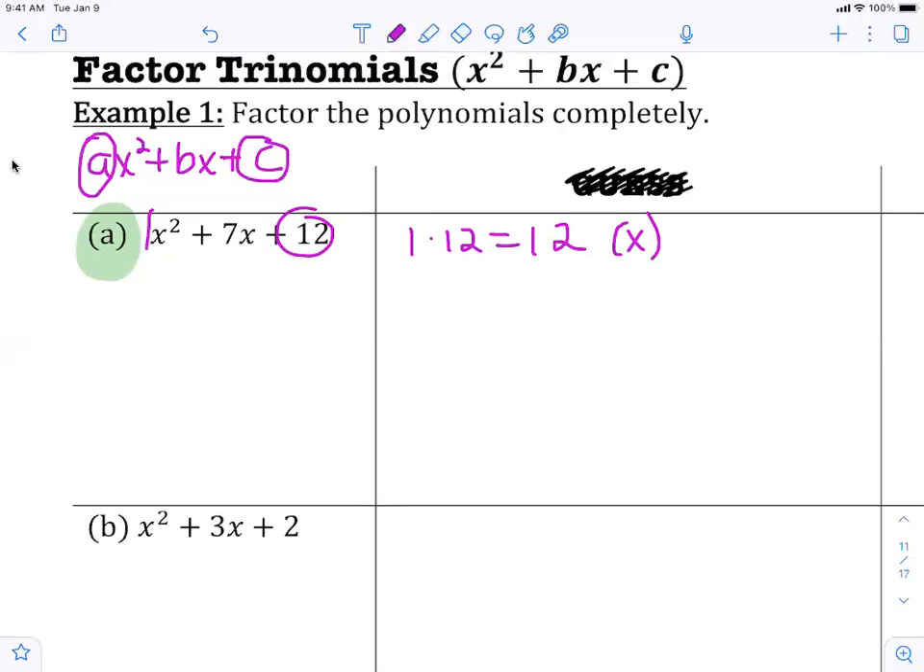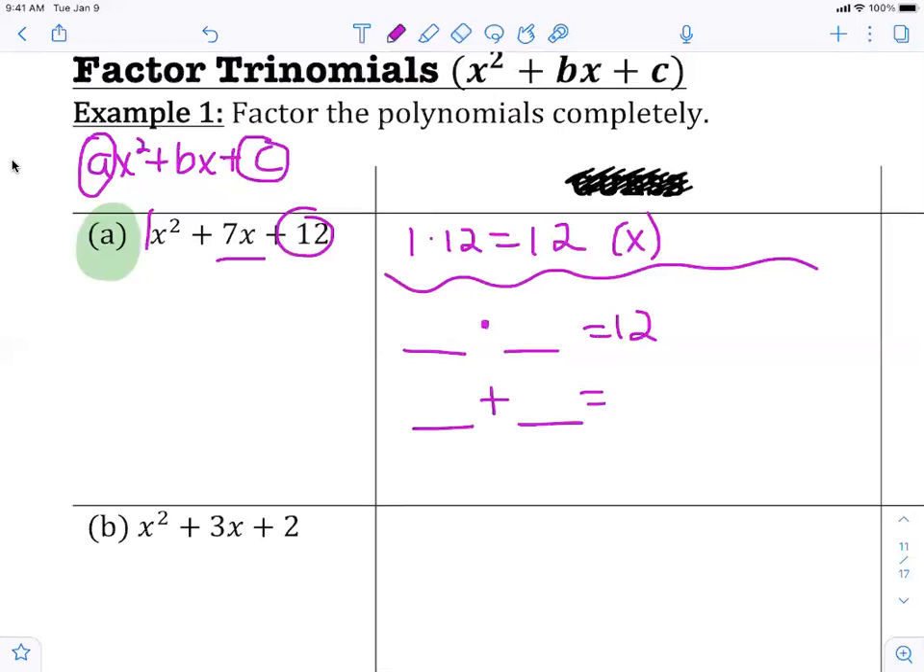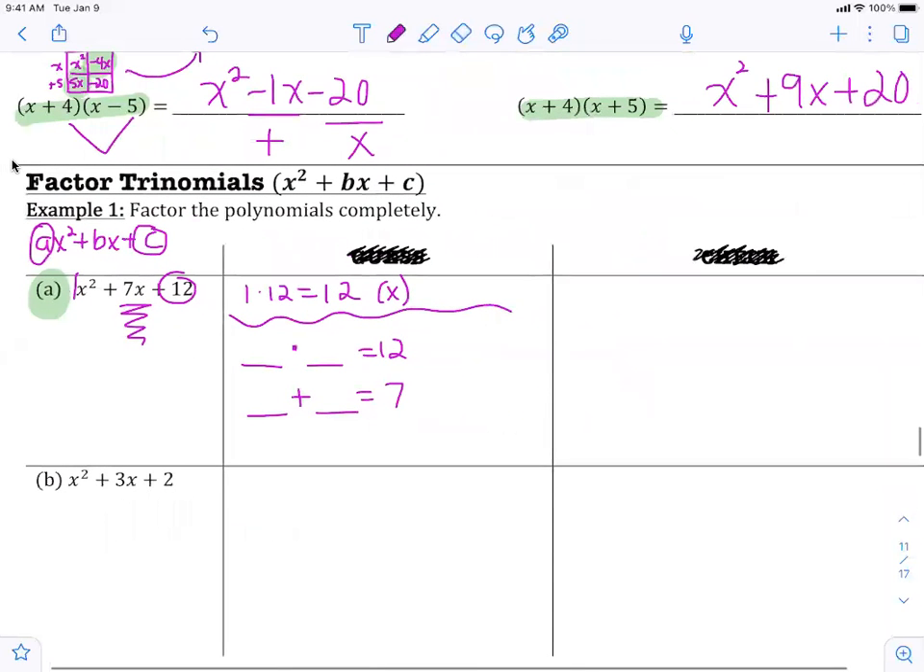So we have to ask ourselves two questions. We have to say, what two numbers multiply to be 12? And what two numbers add to give us whatever our middle term is, which in this case is 7? This is the first question that we have to answer.